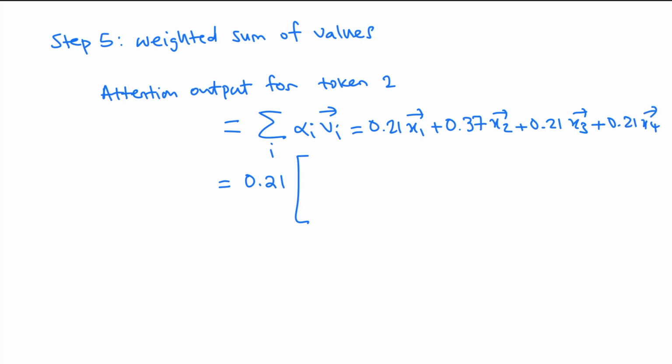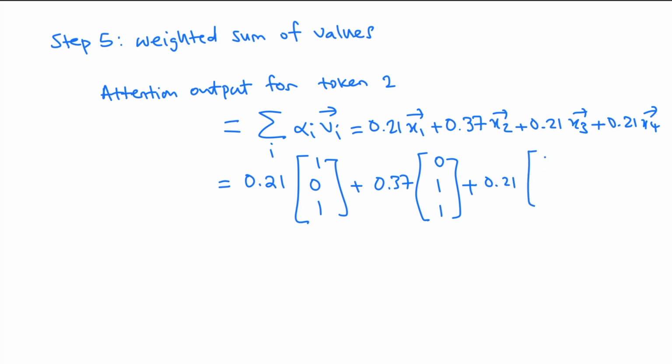This looks very much like a linear regression, except that it's fancier because these weights are coming from those dot products, and then these vectors here are the values that are in general different than x, and we can find them by some simple projections. But the idea is simple. We have a weighted sum, so now we can calculate these to find the attention output for token 2. In this case, you can see that the result is a three-dimensional vector.